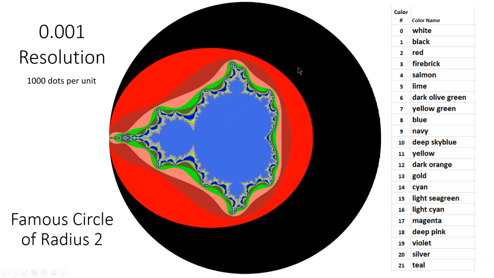And they all can be associated with colors, as I have done here. And when you do that, you get to see the architecture that goes on inside the famous circle of radius 2. Let's take a closer look.